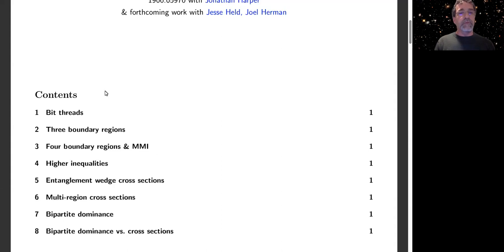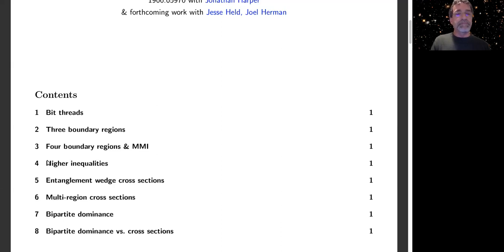As a warm-up, we'll do three boundary regions, then build up to four. That'll be very exciting because at four we get to prove a theorem, the MMI inequality, and try to understand what that inequality is about. Then I'll briefly discuss higher inequalities, properties of holographic entanglement, and then move in a couple of directions.